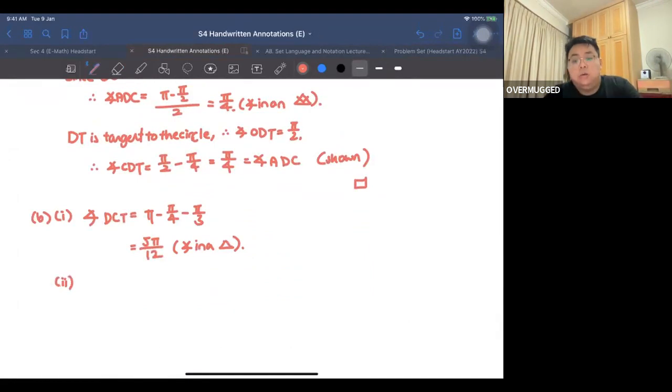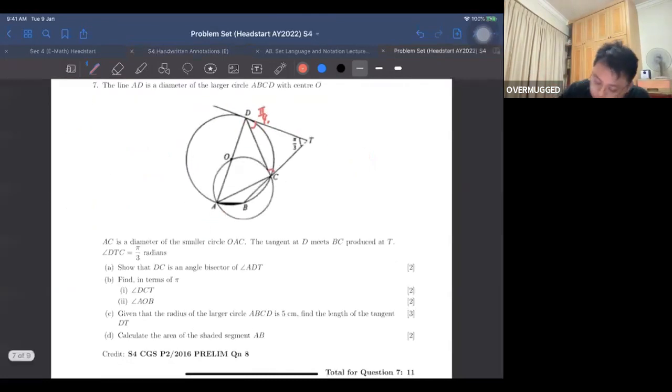Part 2. Now, part 2 is a little bit quote-unquote difficult. So let's look at it now. The question says you need to look for AOB. So let's erase all the notations. So AOB, you stick a line. AOB. So we need to find this.